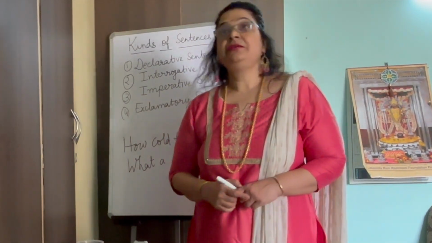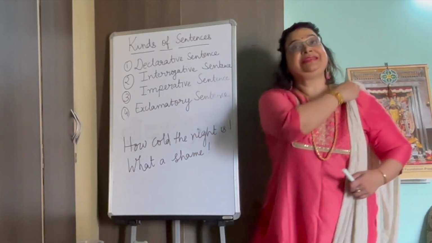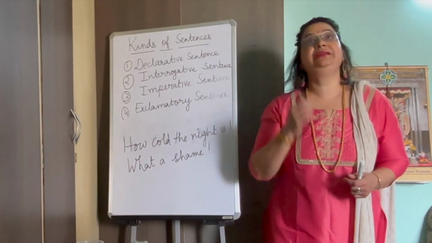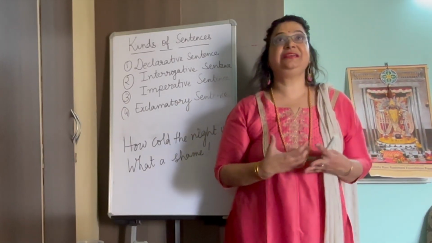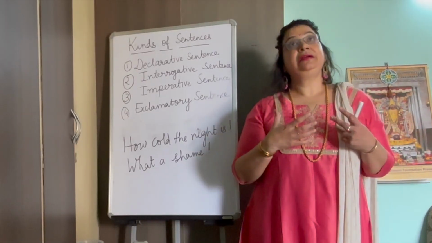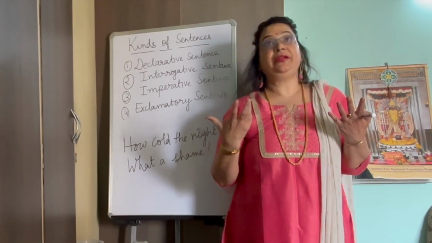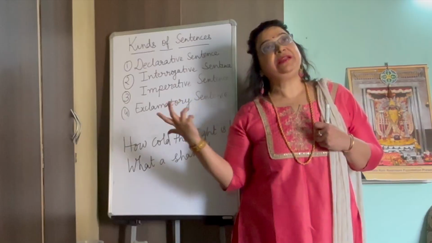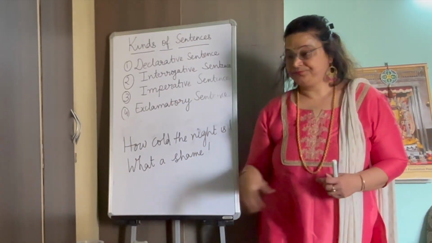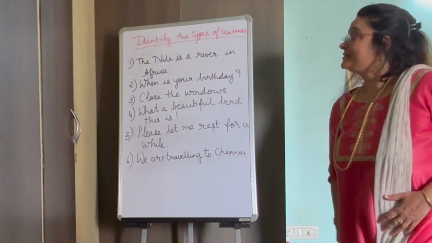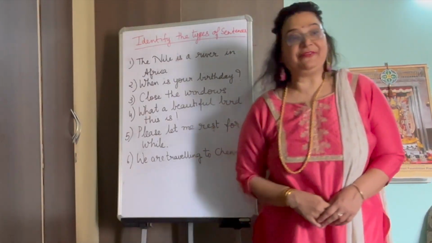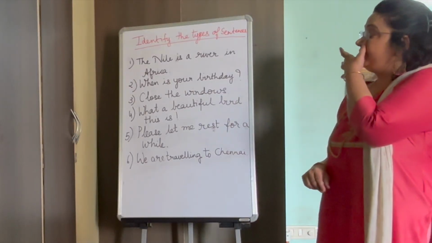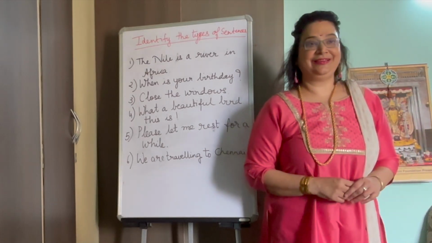Now we will do one exercise. This exercise is not there in Wren and Martin, but we will do this so that your query about which sentence falls under which category will be clarified. Here are some sentences given. Now we have to identify the type of each sentence. The first one, the Nile is a river in Africa.